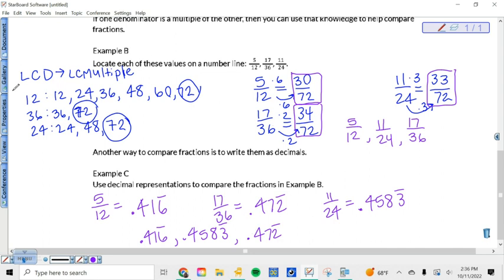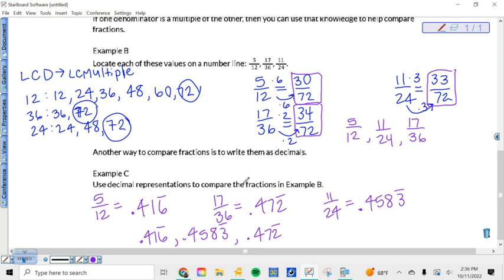Okay? So those are two different ways of putting fractions in order. You can find the least common denominator and then just compare the numerators. Or you can just use a decimal to do it. All right? Be clear?